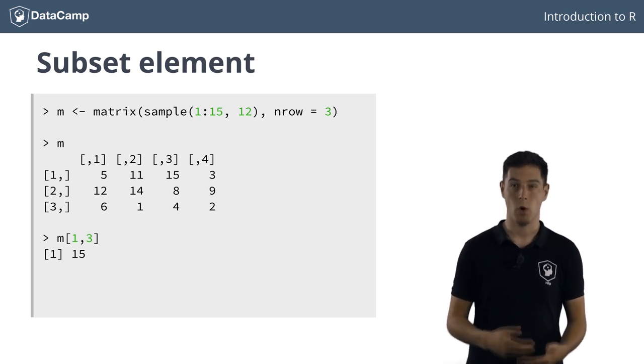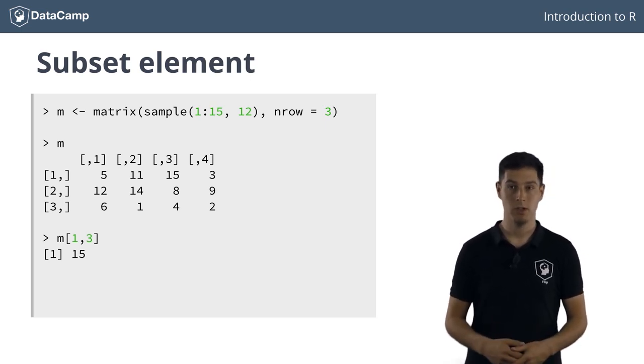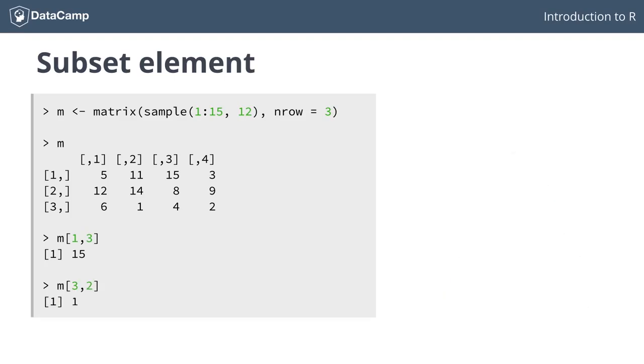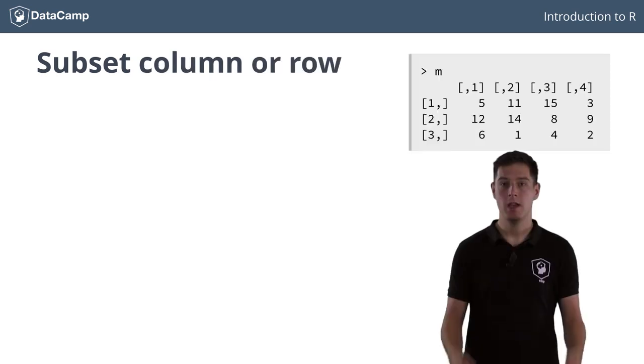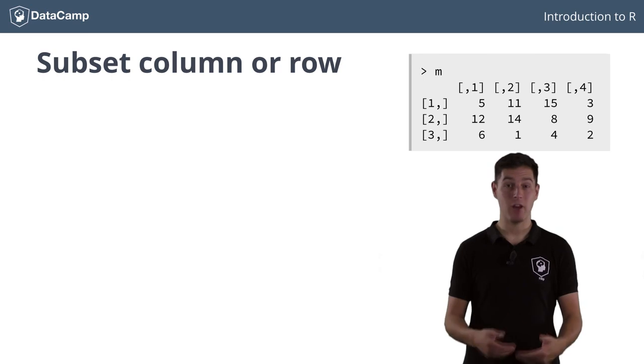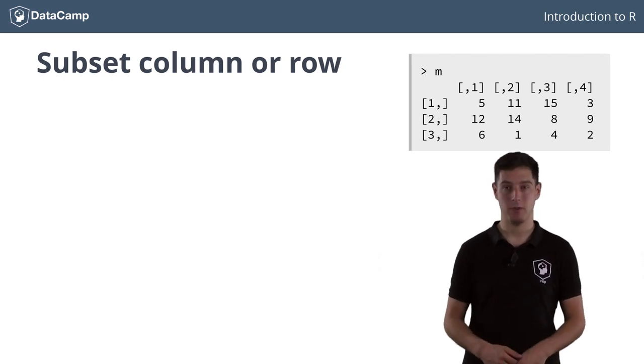Likewise, to select the number 1 at row 3 and column 2, we write the following line. Works like a charm. Notice that the results are single values, so actually vectors of length 1. Now, what if you want to select an entire row or an entire column from this matrix? You can do this by leaving out some of the indices between square brackets.